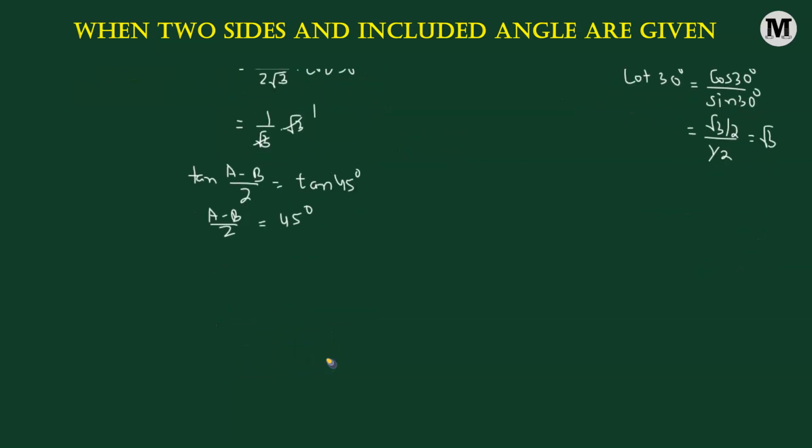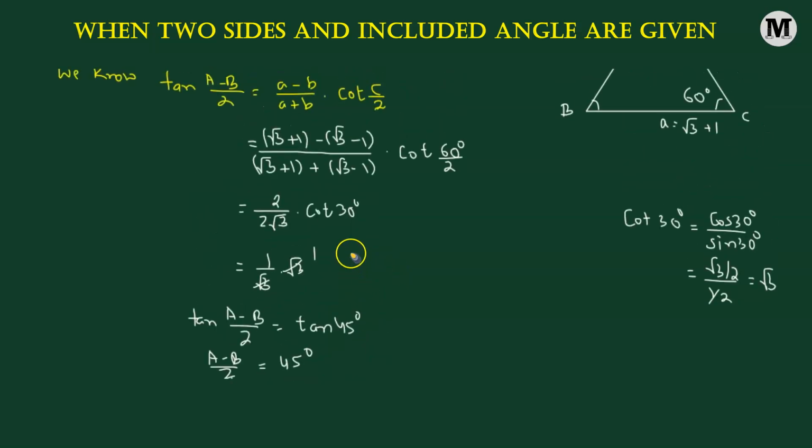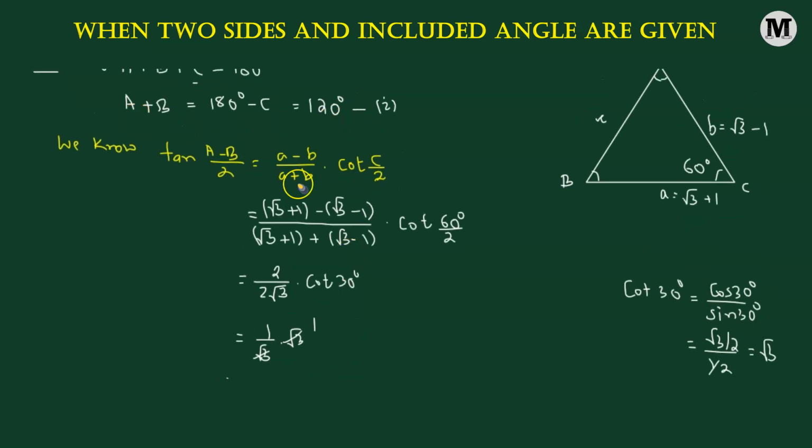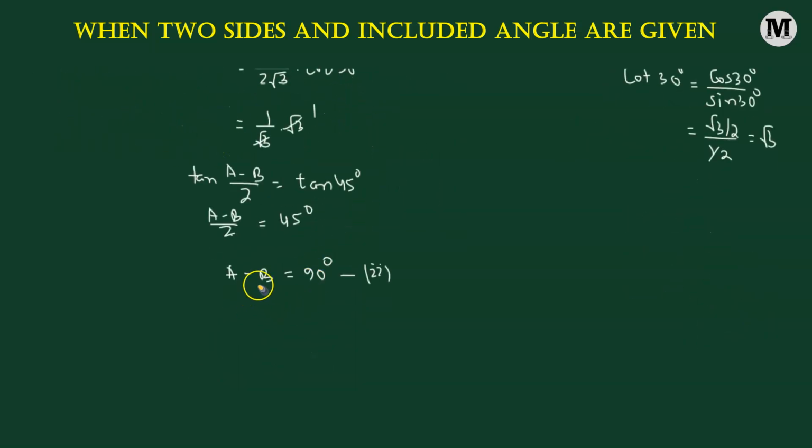Or in other words, we have A minus B equals 2 times 45 degrees, which gives 90 degrees. So this is going to be our second equation. Initially we obtained equation number 1, A plus B equals 120 degrees, and we obtained A minus B as 90 degrees. So let's solve these two angles.